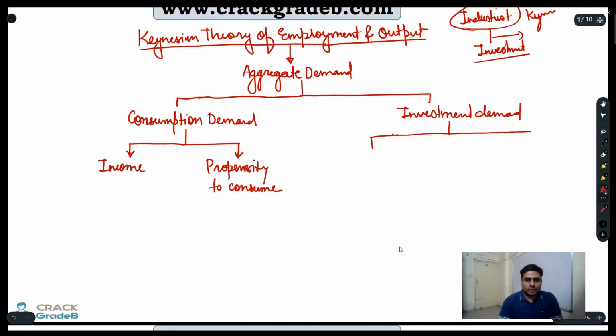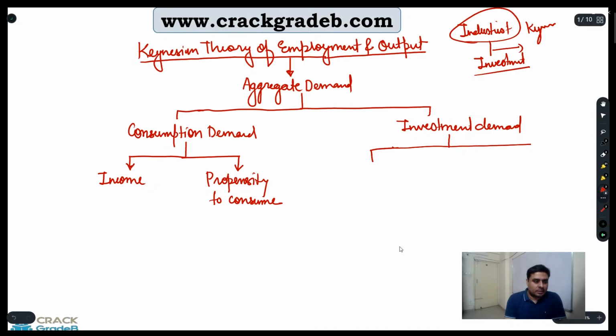Okay, now, what I was explaining is aggregate demand can be further classified into two parts. That is, one is consumption demand and the other is investment demand. Consumption demand and investment demand. So, consumption demand, I told you, depends on income and propensity to consume. Whereas when we talk about the investment demand, this investment is basically related to whom?